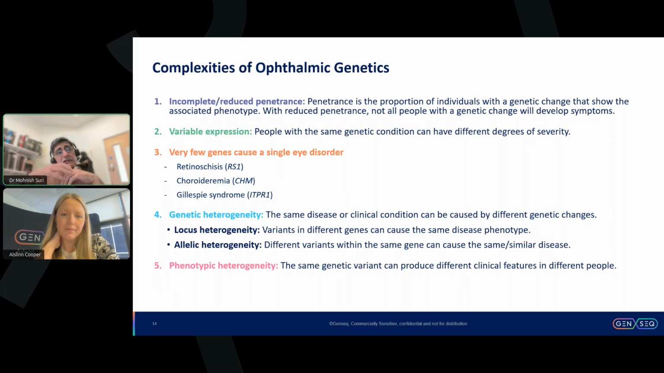The second concept in genetic heterogeneity is that you have one gene, but in that gene you may have missense variants, frameshift variants, stop gain variants. They all cause the same or similar sort of eye disorder. So these are the two types of genetic heterogeneity. And then the last concept is phenotypic heterogeneity, which means that changes in the same gene, not the same genetic variant, can result in different clinical phenotypes. I've got some examples of those on the following slides.